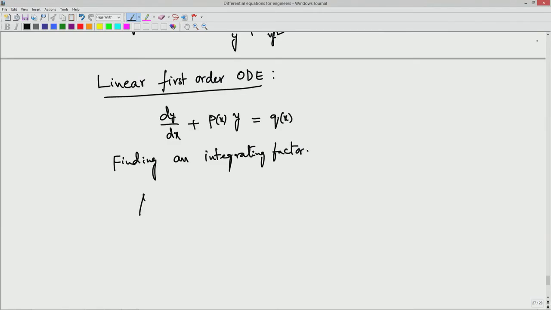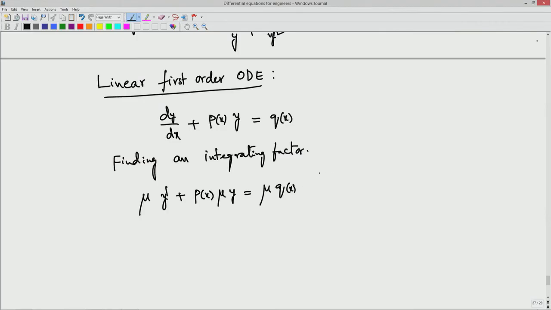Again, as usual, you multiply by mu: mu y' plus p(x) mu y equals mu q(x). This mu is only a function of one variable, so I can simply put mu(x). I do not know exactly whether mu is a function of x or not, so I simply multiplied by some mu.